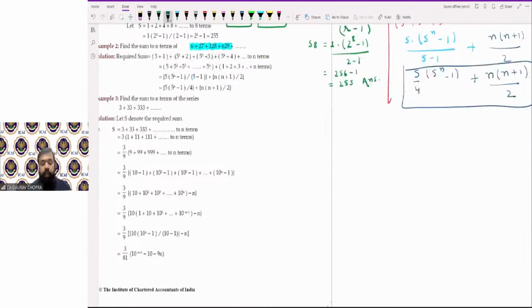3 में क्या गिवन है आपको? द फर्स्ट टर्म इज 3, then 33 plus 333 and so on up to n terms. अप टू n टर्म्स यहाँ पे अवेलेबल है। तो पहले आपको देखना पड़ेगा क्या ये सीरीज एपी है, जीपी है, या फिर उन दोनों का कोई कॉम्बिनेशन है। तो कैसे हम इसको सॉल्व करेंगे?